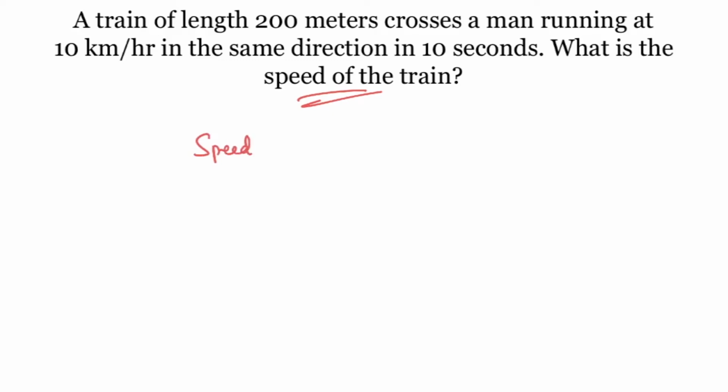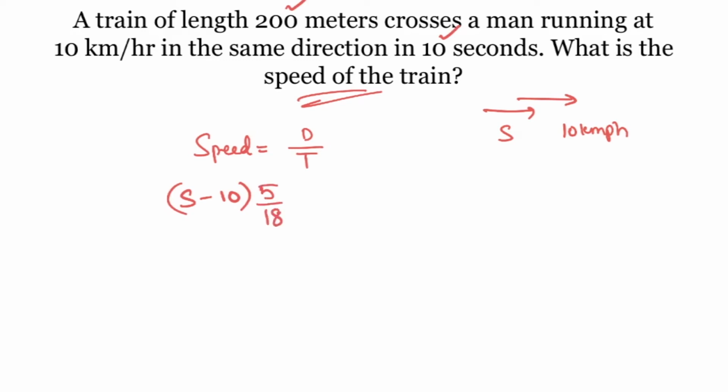Speed of the train is required. Speed is distance by time. Here train is moving at certain speed and a man is also running in same direction, and speed of man is 10 kmph. As they are moving in same direction, effective speed is difference. Speed of train minus speed of man. But distance is in meters and time is in seconds, so convert speed into meters per second. Now speed is (S minus 10) into 5 by 18.